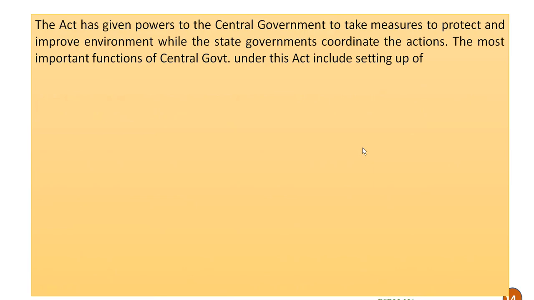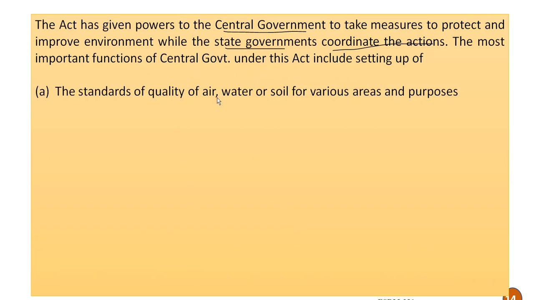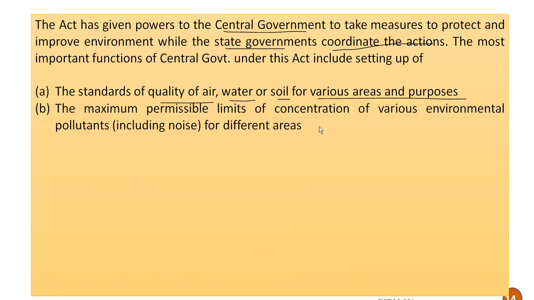And the act has given powers to the central government to take measures to protect and improve the environment, while the state governments coordinate the action. So this law gives original powers to the central government, and in accordance with it the state governments coordinate the different actions. The most important function of the central government under this act includes the setting up of the standards of quality of air, water, soil for various areas and for various purposes. Then maximum permissible limits of the concentration of various environmental pollutants, including noise, for the different areas.